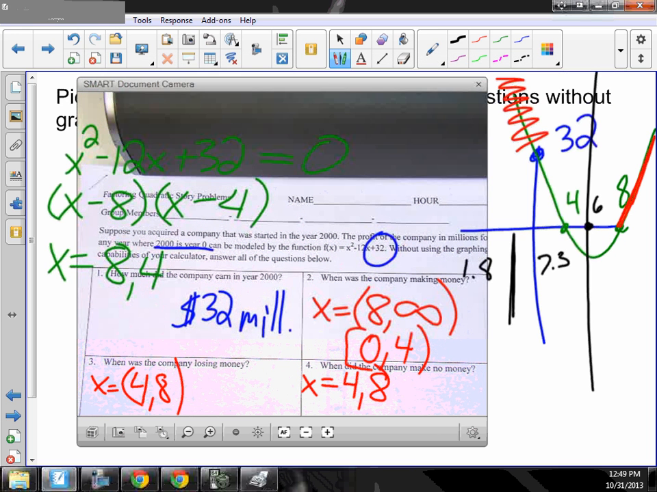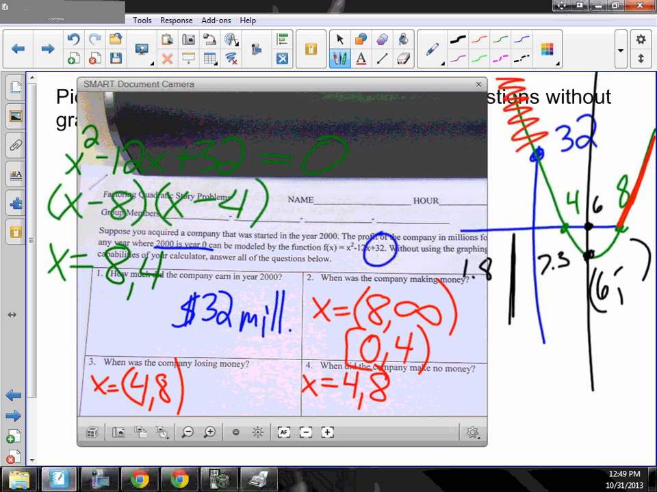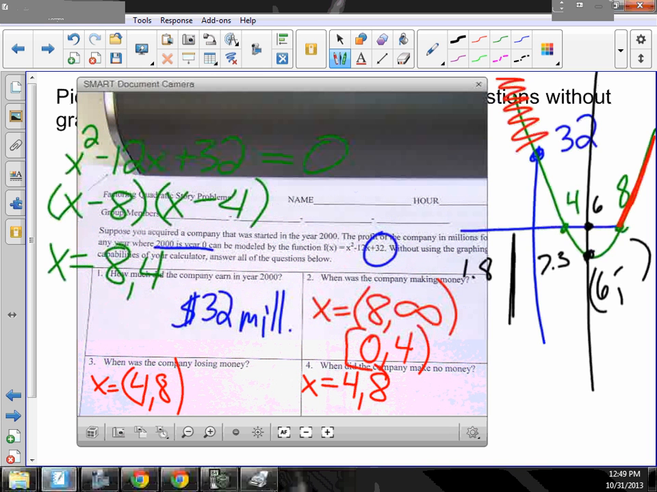Problem number 6. How much did the company lose in its worst year? What are we looking for? The minimum. I'm looking for the y value. So right here is 6 comma some negative number. And if you had your calculator, you could use the minimum button. What if you don't have a calculator? Plug the 6 in for x. So I look at my function. I'm going to put a 6 in here and in here.